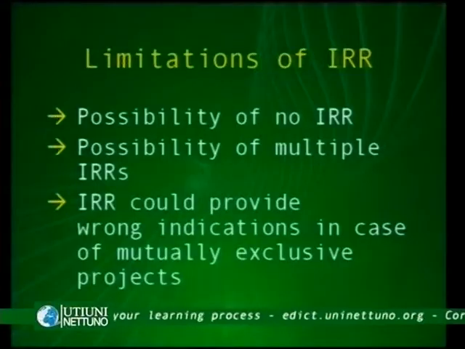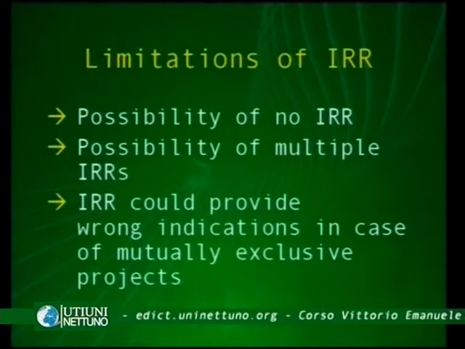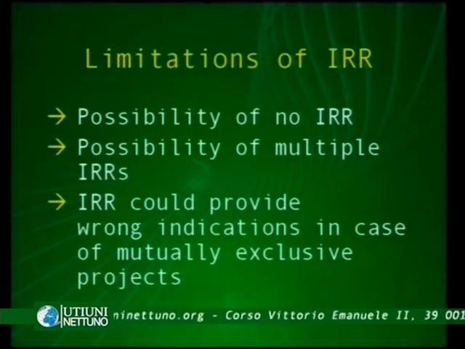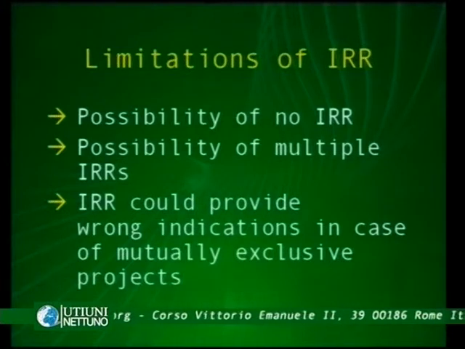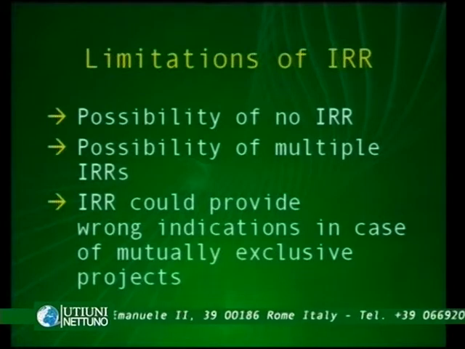But most importantly, as we'll analyze in more depth in the next classes, IRR could provide wrong indications in case of evaluation of mutually exclusive projects. In this case, it could happen that the IRR provides a different indication as compared to the NPV. There are some particular cases that we'll analyze where the IRR provides exactly a different indication from the NPV in terms of the project that should be chosen among the mutually exclusive ones.